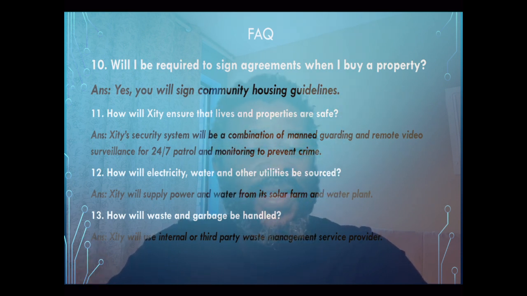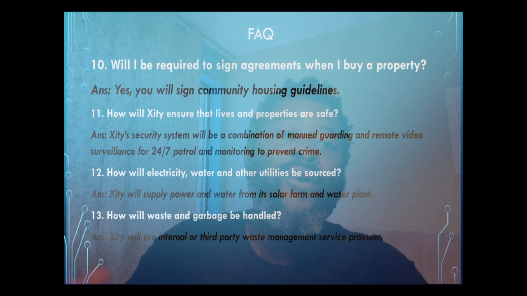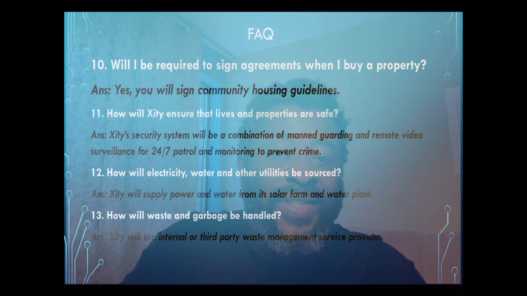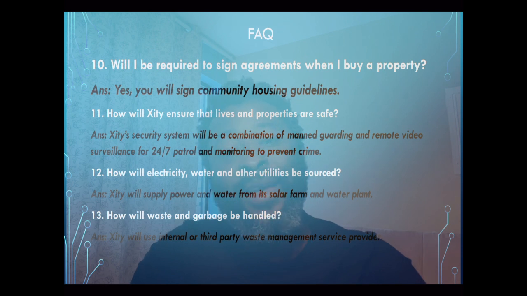The next question in fact says, how will waste and garbage be handled? So Xity will use internal or third-party waste management service providers. So for instance, in each of those utility blocks, some of them may be dedicated to areas where garbage can be accumulated for further processing. So whether this service is going to be provided by an internal company or a third party, they will have enough area where they can have their trucks parked, right, to go collect garbage, for instance, and if possible, create an area in these utility blocks where they can process these waste materials.